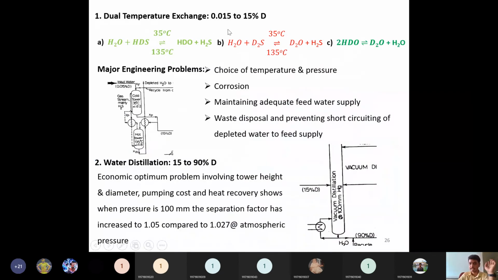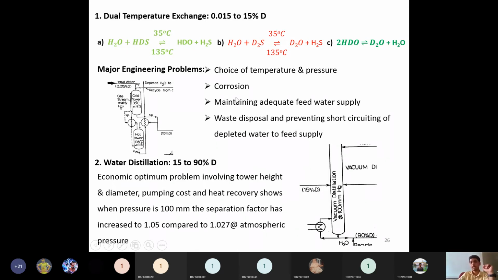So these are the reactions which are taking place in the dual temperature process, and there are major engineering problems or challenges which are faced by this dual temperature process. In the notebook, it has been clearly given whatever I have said in the choice of temperature. Don't write this as a side heading. Okay, after putting this side heading, choice of temperature, what is the difficulty in temperature maintaining and pressure maintaining? You have to explain. That is given clearly in the notebook. You have to read that one.